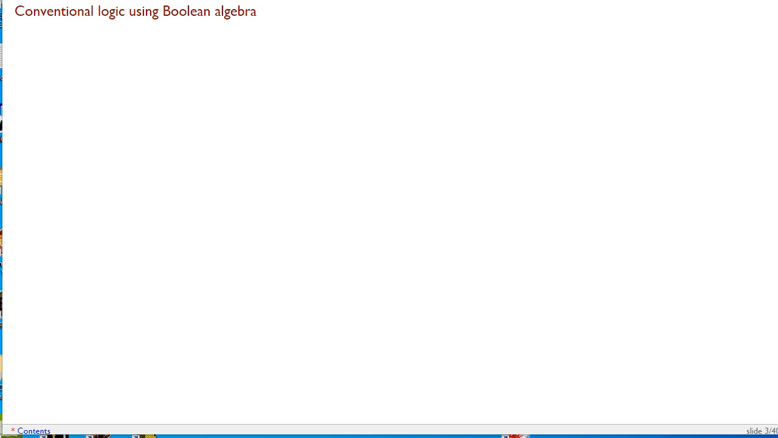Let's start out by looking at a subject that anyone interested in either computer science or data science needs to understand, namely logic, and let's do it in the classic manner by using so-called Boolean algebra. A propositional variable, also known as a Boolean variable, is a variable that can have one of two values.